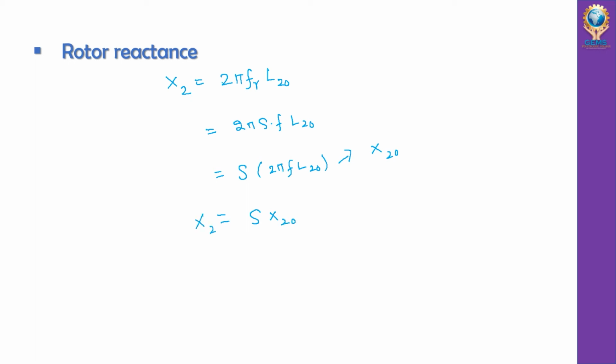So what is happening, if we observe, the rotor reactance initially at standstill is X20. So if you want the reactance while rotating, you just need to multiply with the slip. Okay, so this is the rotor reactance.